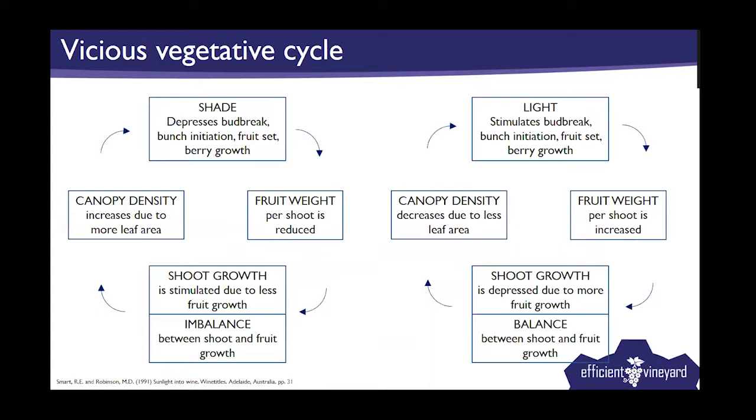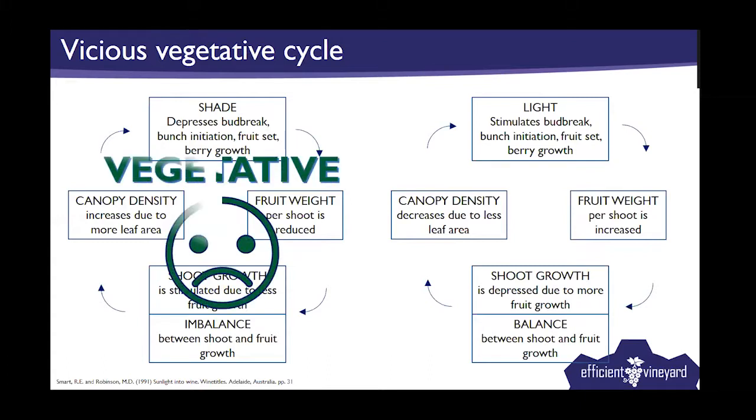So you have some internal canopy shading, and those canes, those leaves, the buds, the clusters that are developing in that section of the canopy are going to be stunted. They're not producing resources. So bud break is going to be depressed. Your bunch initiation, fruit set, and berry growth is going to be inhibited. So therefore, your fruit weight is going to be down per shoot, lower yields. You don't have that sink in the clusters for the nutrients because your yield is lower. So you're going to stimulate your shoot growth. You're going to get more vegetative growth and an imbalance between shoot and fruit growth. Higher canopy density, more leaf area, and you're stuck in this vicious vegetative cycle.